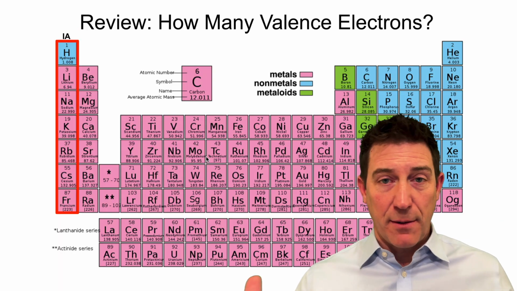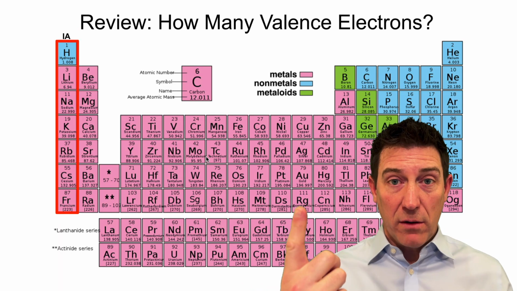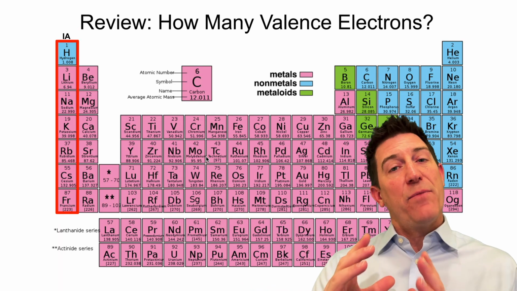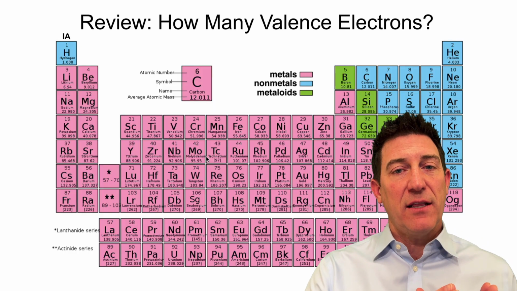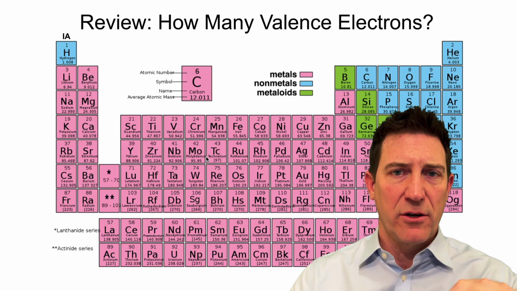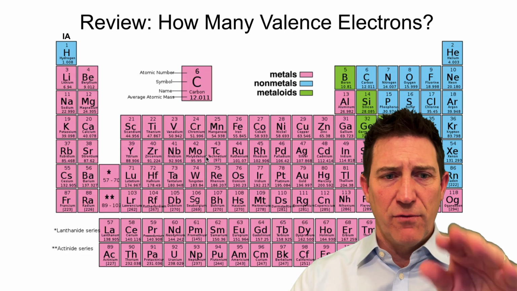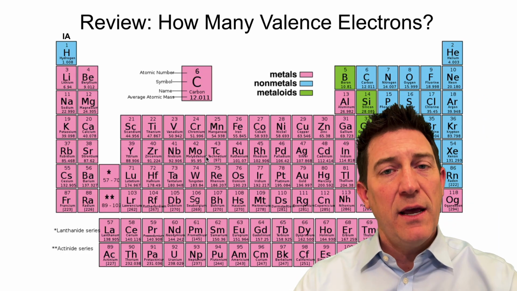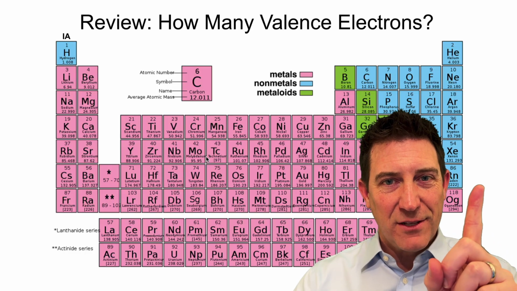So hydrogen has how many valence electrons? It has 1 because it's in group 1A. The A refers to representative elements. Again, go back to our lessons on the periodic table to really understand what the A refers to. For now, we just need to know that group 1 has 1 valence electron.